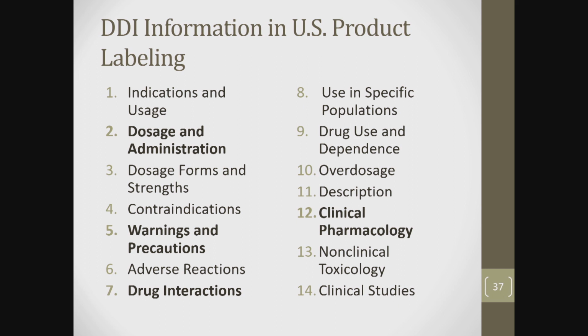So looking at the U.S. product label, I've highlighted here in the index those sections where we find drug interaction information. In section 2, Dosage and Administration, you'll often see a dosage recommendation in the setting of drug interactions, particularly if there's a very clinically relevant or commonly used drug that's used in combination with the product. Drug interactions might be described in Warnings and Precautions. They're certainly described in the Drug Interactions section. And then the Clinical Pharmacology section, section 12, tends to have the details of any DDI studies that were conducted by a company during development.